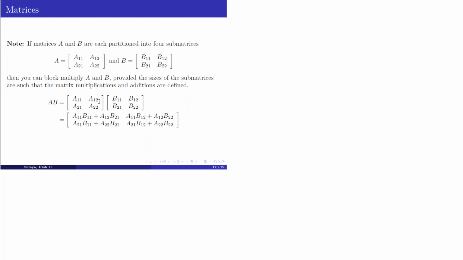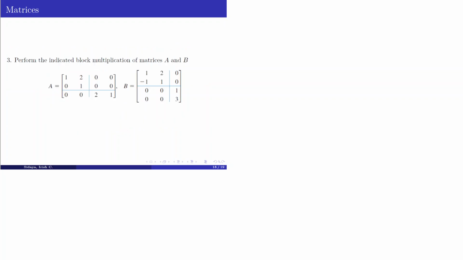Okay, so we simply follow the rule in multiplying matrices. The first row multiplied by the first column, and then the first row again multiplied by the second column to get this entry here, and then the second row multiplied by the first column to get this one, and the second row multiplied by the second column to get the entry here. So let us have an example for this.